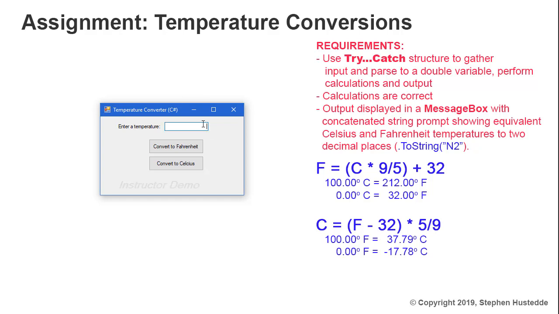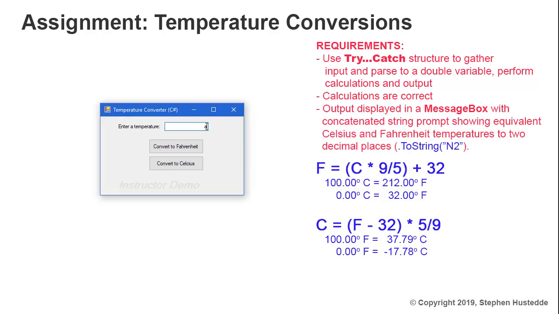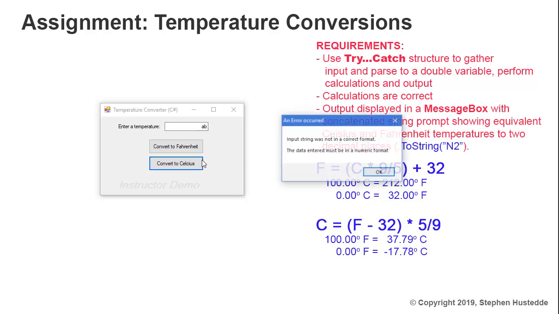And then in the catch, if they forget to put a value into the temperature, when we try to convert it, it should catch that as being an empty string, not be able to convert it, and tell us an error occurred. Again, this first line is the message from the exception that's being handled. Input string was not in the correct format. And then I added a concatenation of a couple new line characters, and then added the data entered must be in a numeric format. Same thing if they put in letters and try to convert, we'd get the same error message.